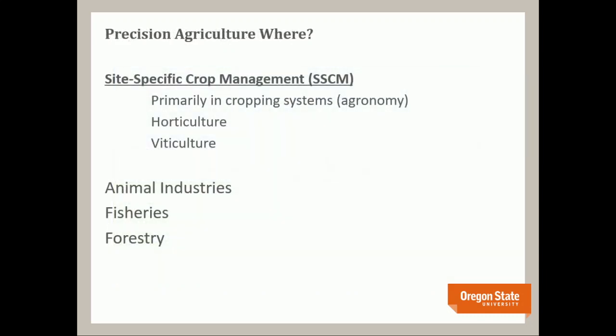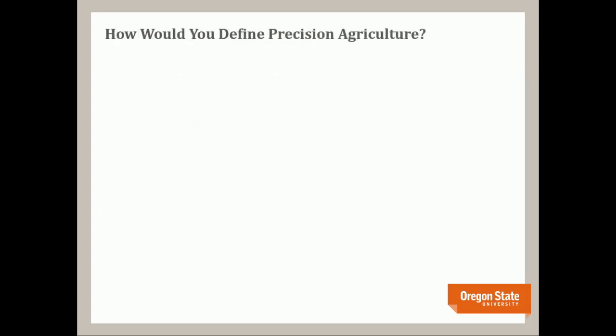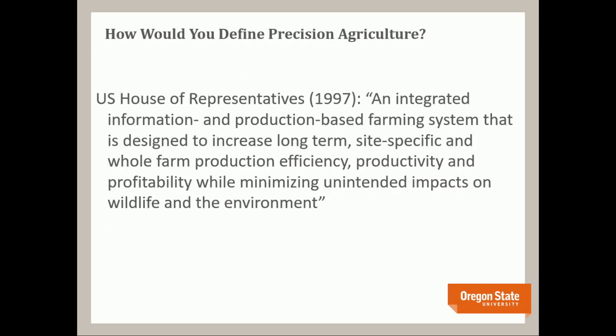Precision agriculture is a site-specific crop management system, applicable to cropping systems, agronomy, horticulture, viticulture, animal industries, fisheries or forestry. How would you define precision agriculture? The U.S. House of Representatives in 1997 defined it as an integrated information and production-based farming system that is designed to increase long-term, site-specific, and whole-farm production efficiency, productivity, and profitability while minimizing unintended impacts on wildlife and the environment.